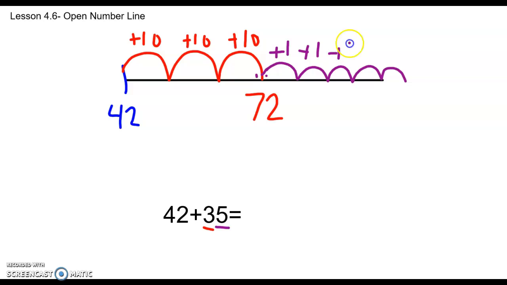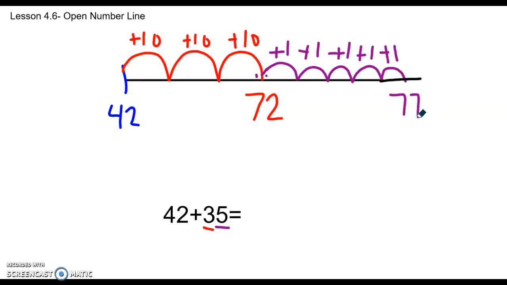And like I did with my tens, I like to double check my work to make sure I have 5 ones. 1, 2, 3, 4, 5. Now I'm going to start at 72 and I'm going to count up my 5 ones. 72, 73, 74, 75, 76, 77.